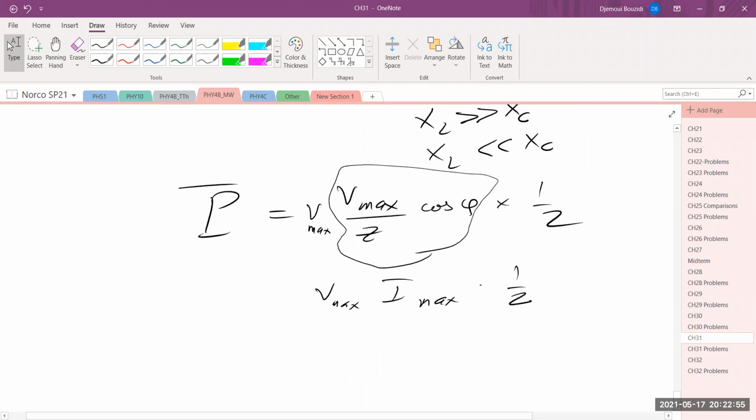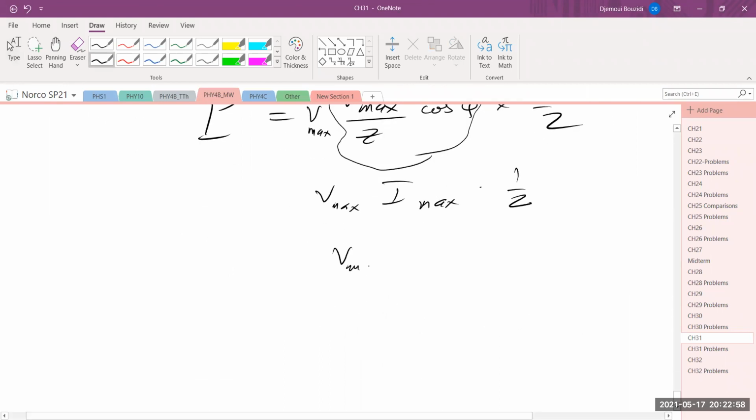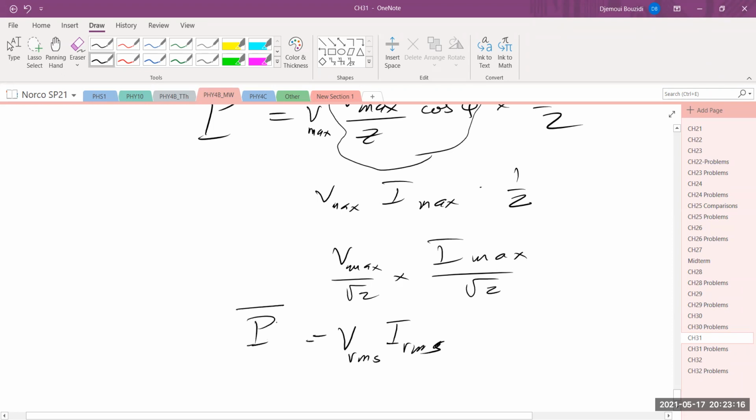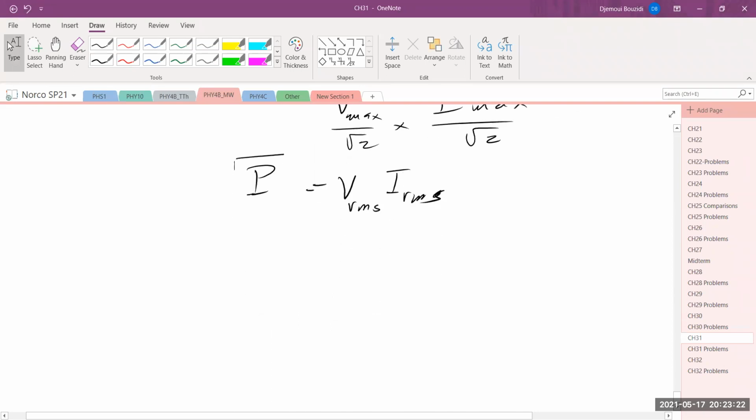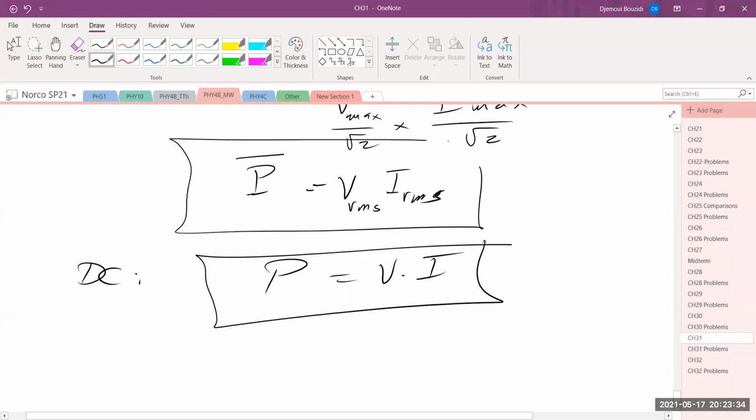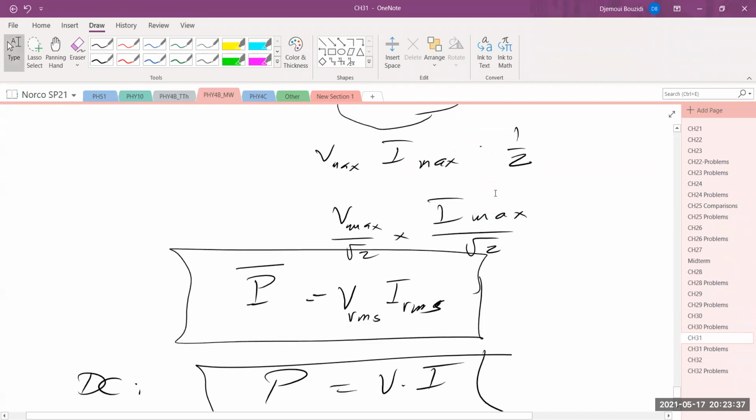So instead of writing it this way, we're going to write it Vmax over square root of 2 times Imax over square root of 2, and use this expression instead, where this is going to be the effective voltage and this is the effective current. And this is what the power is now. Having it written this way, it looks very similar to what we did in the DC circuit, where we said the power in the DC circuit was equal to voltage times the current. End of the story. This looks very similar to it, but written in this form, not in this 1/2 form.